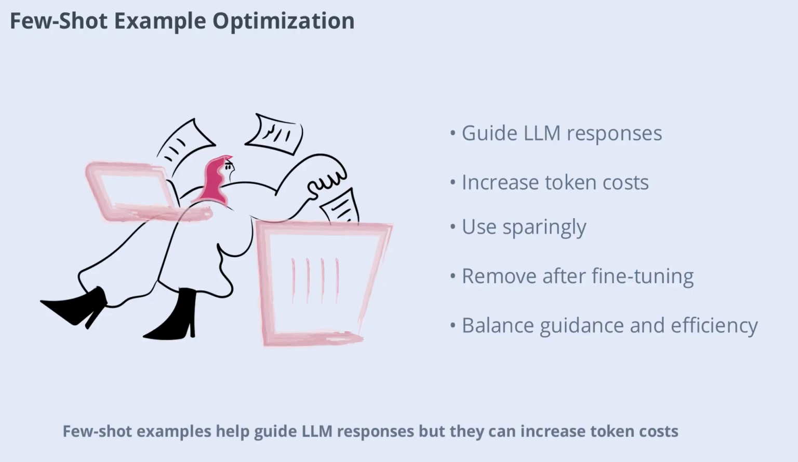Few-shot examples help guide LLM responses, but they can increase token costs. Use them sparingly and remove them once your model is fine-tuned. This approach balances guidance with efficiency, ensuring high-quality outputs without unnecessary expense.